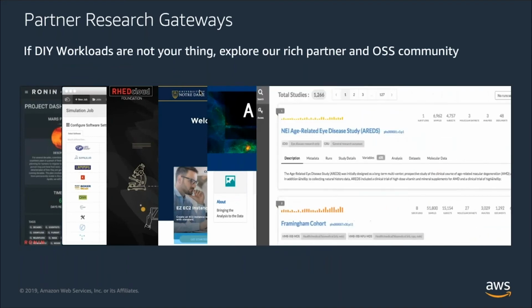There are a number of partner research gateways to also consider. You can do it your own workloads, but if that's not your thing, there are a number of partner and open source community offerings, whether it's from the Ronin dashboard to others that can help you view what the project-based workloads are and have that dashboard visibility into how resources are being utilized, and again, that billing transparency and collaboration portal.